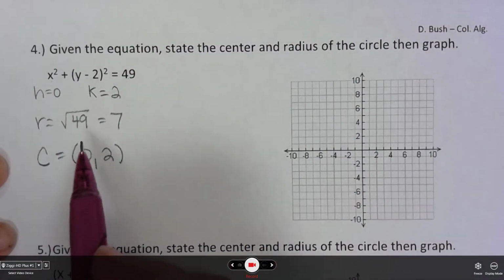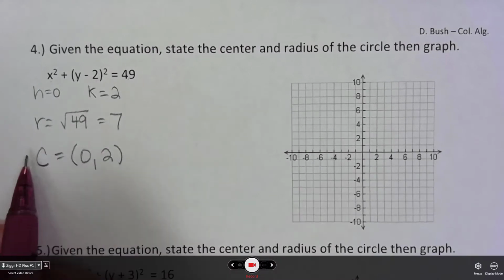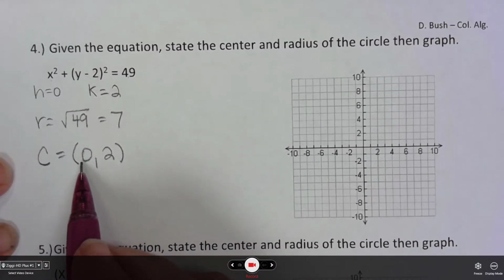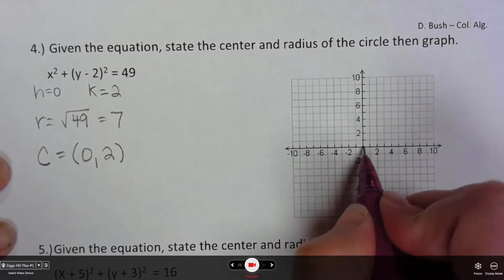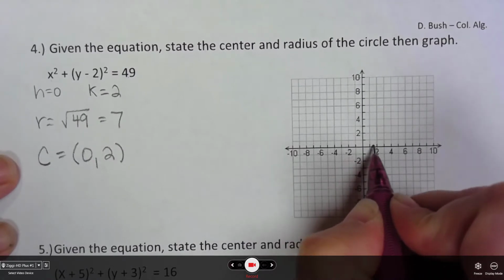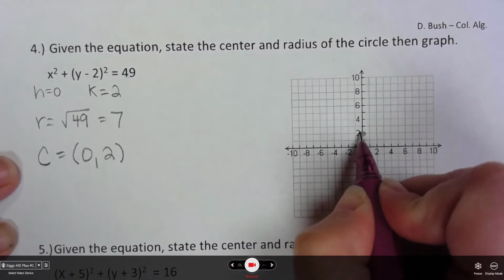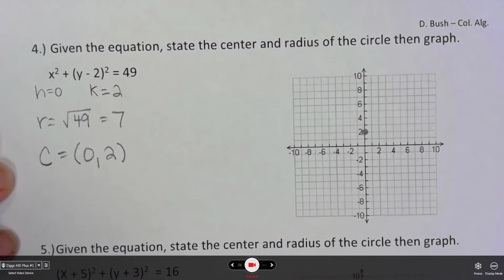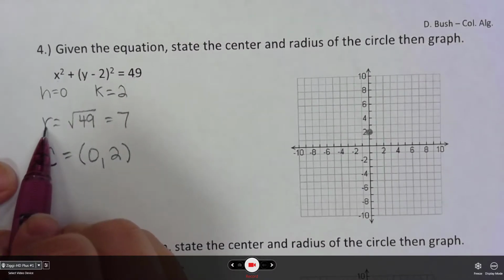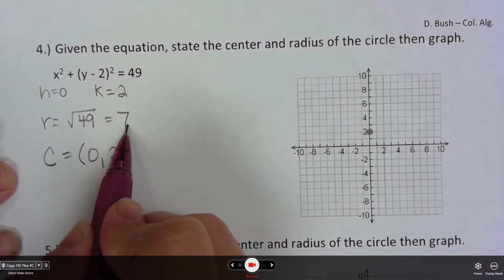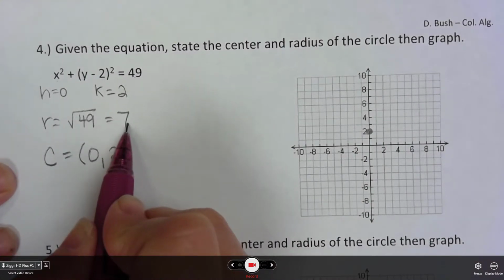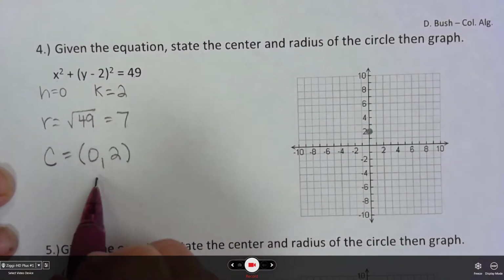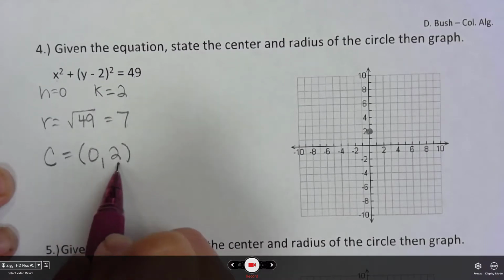Now, to graph the equation, we first plot the center of our circle. So our center is going to be located at (0, 2). That means we go left or right none, but we go up 2. All right, now the radius of a circle is the distance of the outer edge from the center. So in this circle, the outer edge is a distance of 7 from the center located at (0, 2).